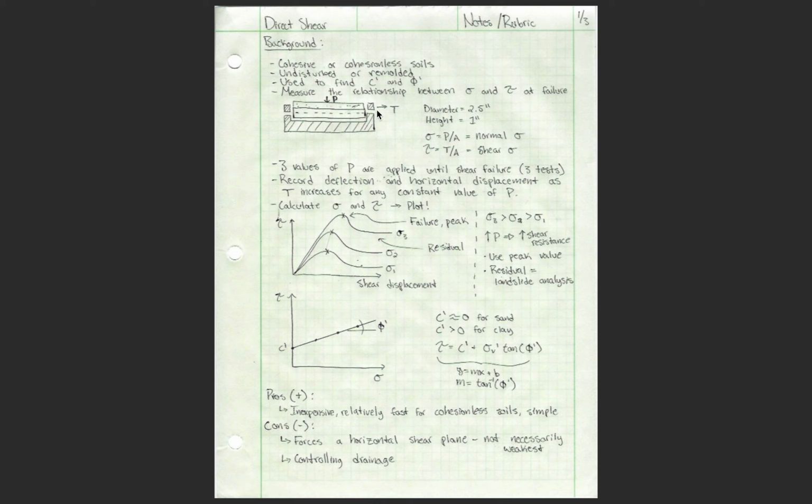Sorry, I misspoke. T is increased each step, and P is constant. So these 3 different lines are 3 different values of P at an increasing T. Sigma 1 is less than sigma 2, which is less than sigma 3. As P increases, shear resistance also increases. We're going to use our peak values to pull off our failure values, and then using this information, we can also figure out what our c prime and our phi prime are.